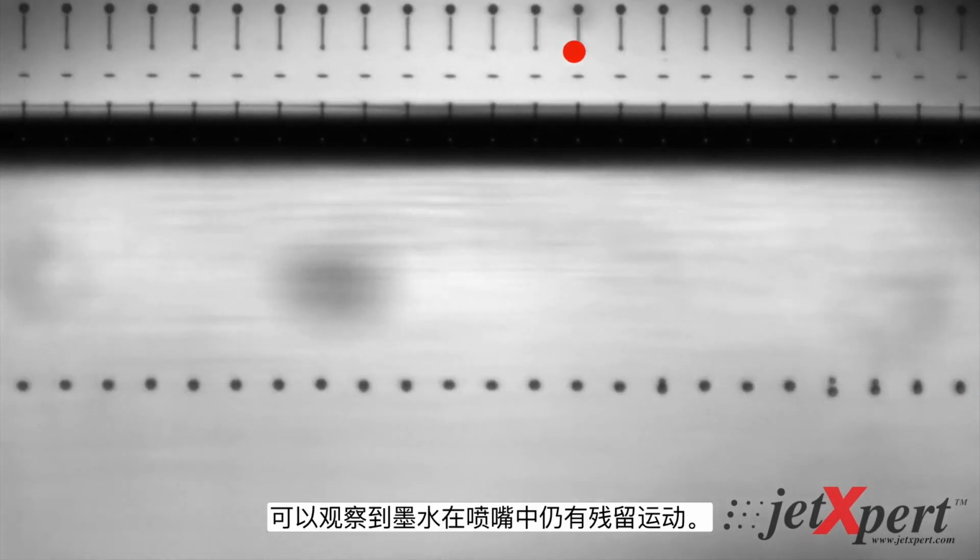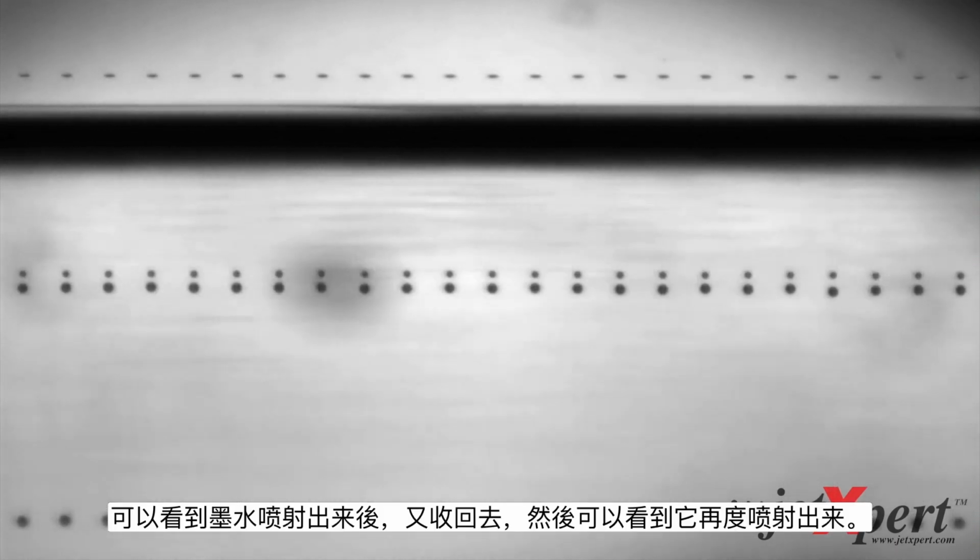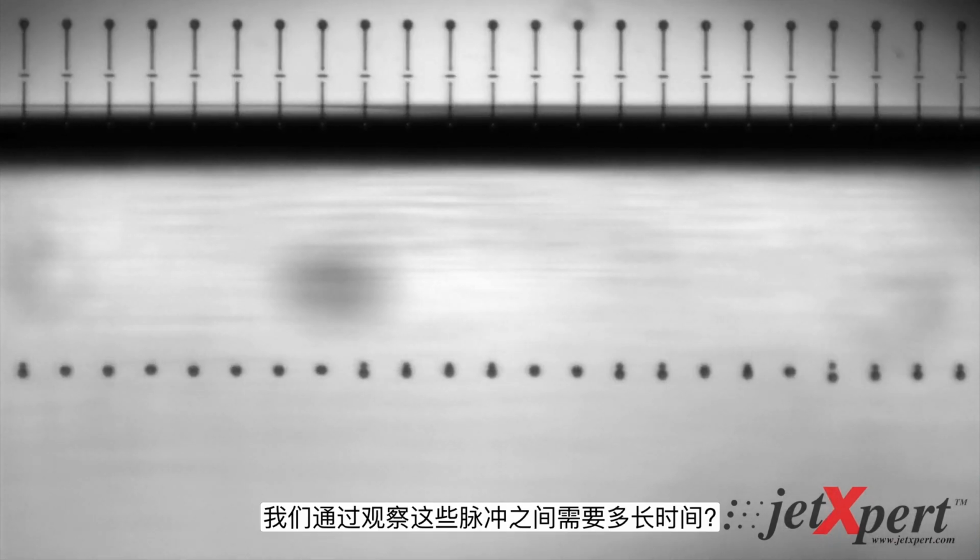Here is a look at the jetting. And you can see that after the drop is fired, we can see that residual movement of the ink still in the nozzles, right? We can see it come out, it moves all the way back, we can see it come out again. This is that residual momentum inside the nozzle. And we want to understand, by looking at how long it takes between these pulses, how long it takes for the ink to move back and forth inside that nozzle.